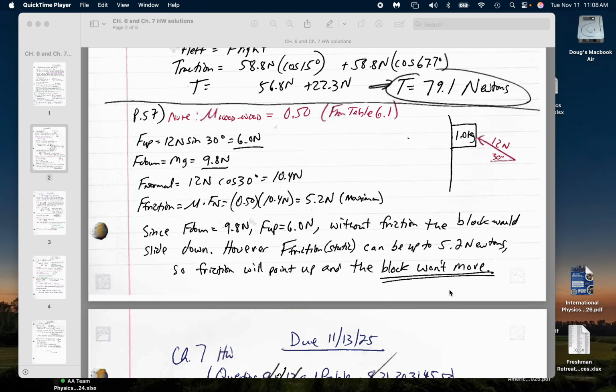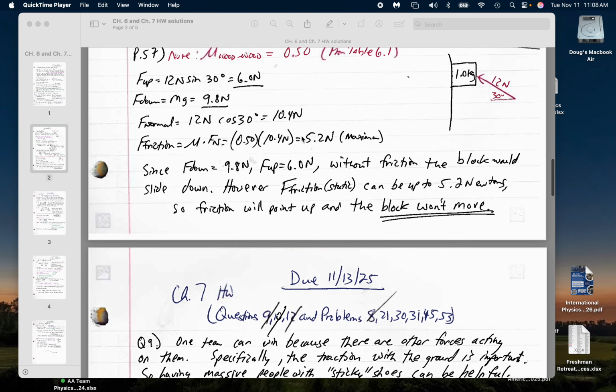Technically, the force down is greater than the force up. The force down of gravity is greater than the force up from this force. So technically, friction will be pointing upwards. But overall, the block won't move.